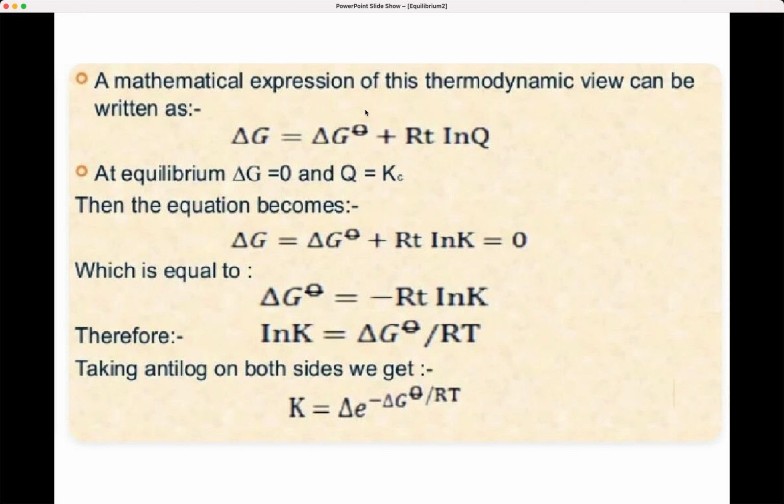A mathematical expression of the thermodynamic view, how can you write it? Delta G is equal to delta G0 plus RT ln Q. At equilibrium delta G will be 0, and Q will be equal to Kc. Then the equation can be rewritten as delta G0 is equal to minus RT ln K, or you can write ln K like this, and taking anti-log on both sides you get this form. Don't forget, this is a very important formula.